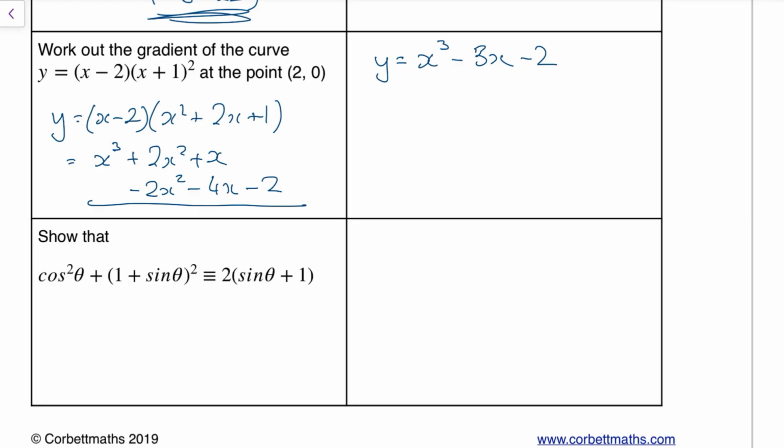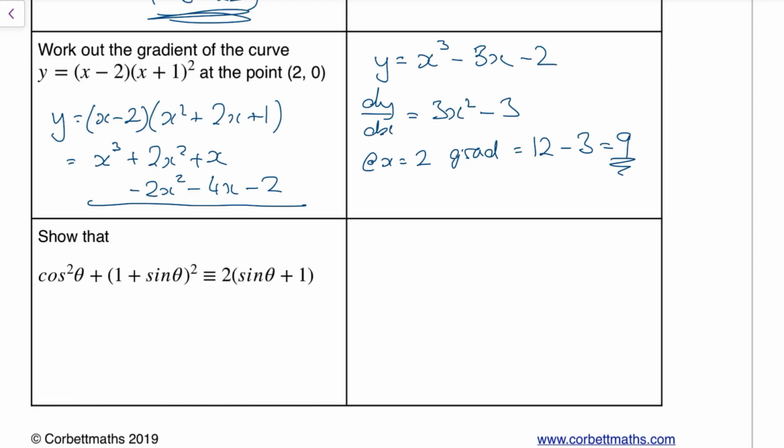Now, what does it want me to do? It wants me to work out the gradient. So therefore, I need to differentiate. So dy dx is equal to 3x squared minus 3. So far, so good. And at x equals 2. Well, dy dx, which is the gradient I need, so the gradient I need is, well, 2 squared is 4 times 3 is 12, so 12 minus 3, which is going to be 9, and that is going to be my final answer.